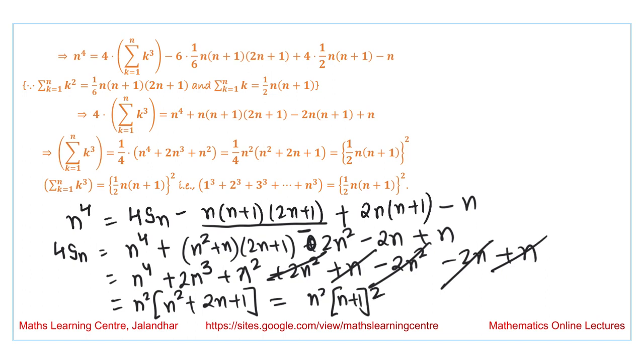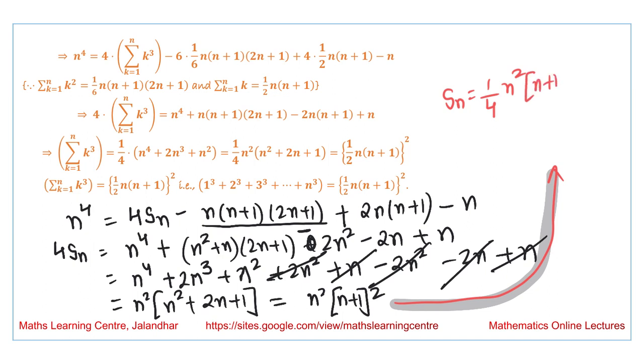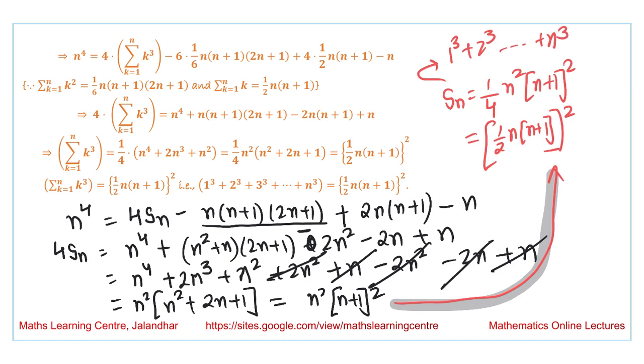So finally we have obtained that Sn is equal to 1 by 4 n square into n plus 1 square. This we can write as 1 by 2 n into n plus 1, whole square. So this is the sum of 1 cube plus 2 cube and so on up to plus n cube.